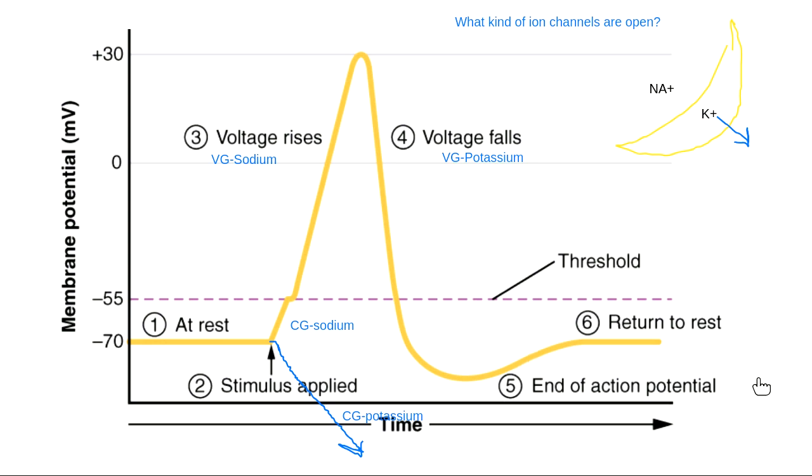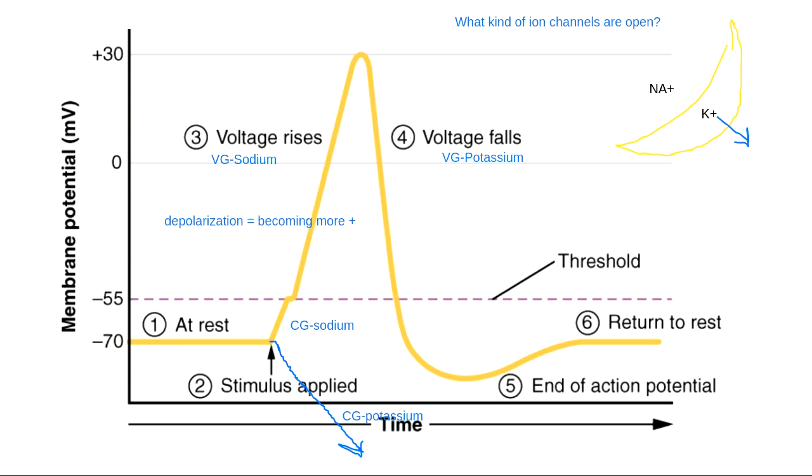Let me bounce back up. Okay, where does depolarization and repolarization happen? So depolarization is the process of making things more positive. Depolarization equals becoming more positive.